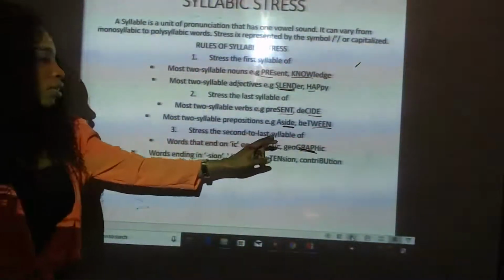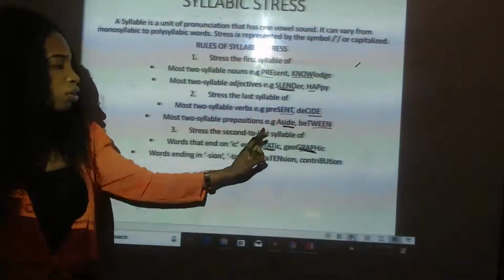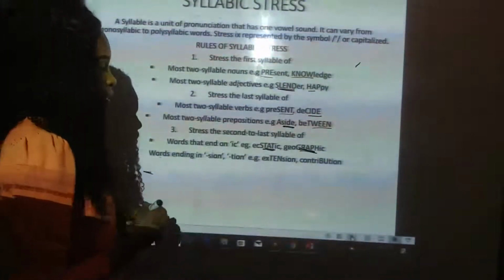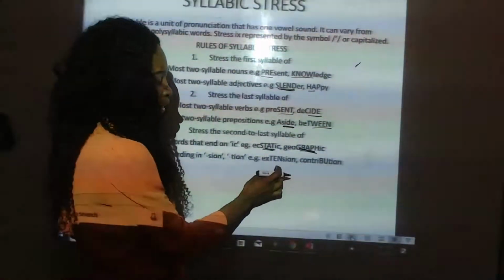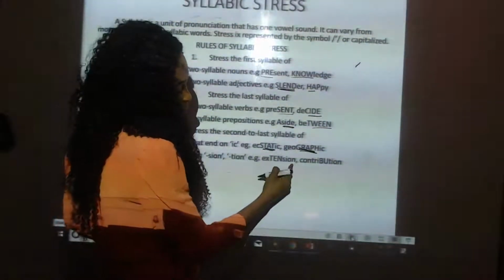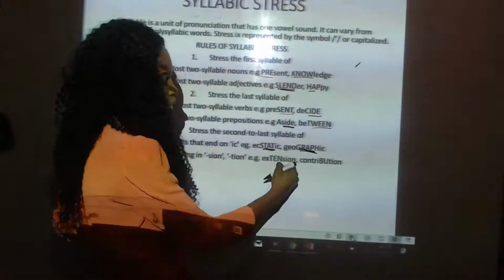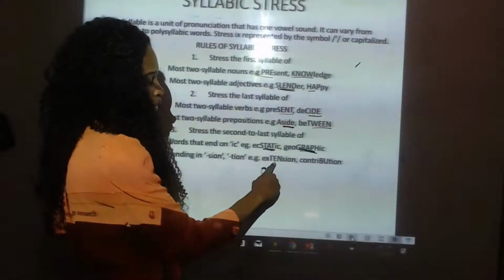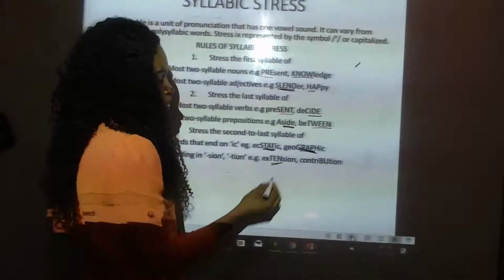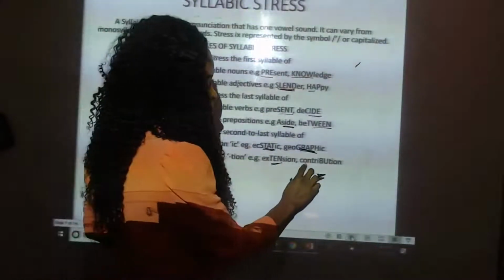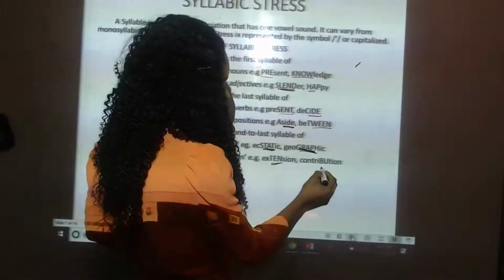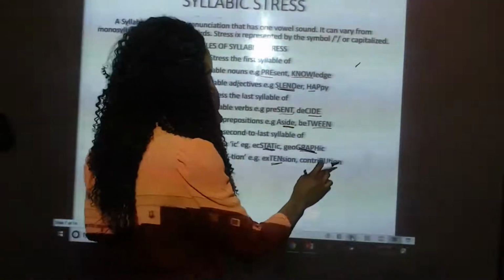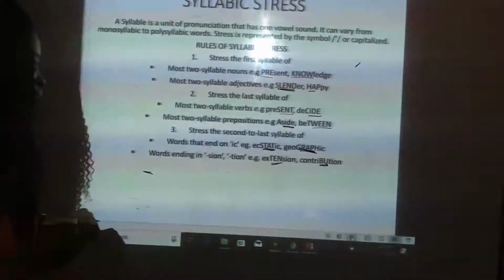Also, you stress the second to last syllable of words ending in -sion and -tion. For example, here we have extension. The -sion, which is shown, is the last syllable. The second to it is -ten, therefore it bears the stress. We also have contribution. -bu is the second to last, and it also bears the stress.